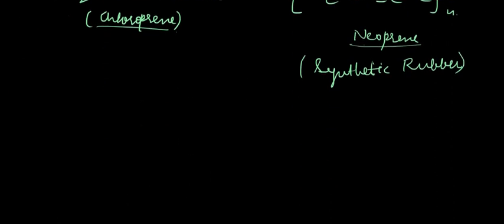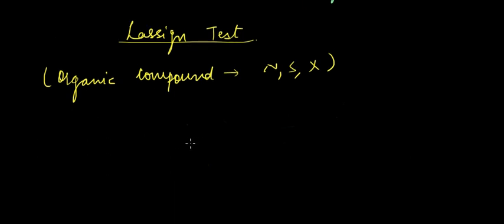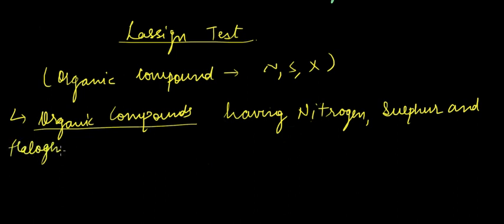Now let's move on to another concept, which is the Lassaigne test. The Lassaigne test is basically for testing organic compounds having nitrogen, sulfur and halogen atoms, that is, for testing N, S and X. Just writing a note here that organic compounds having nitrogen, sulfur and halogen can be detected by this test.